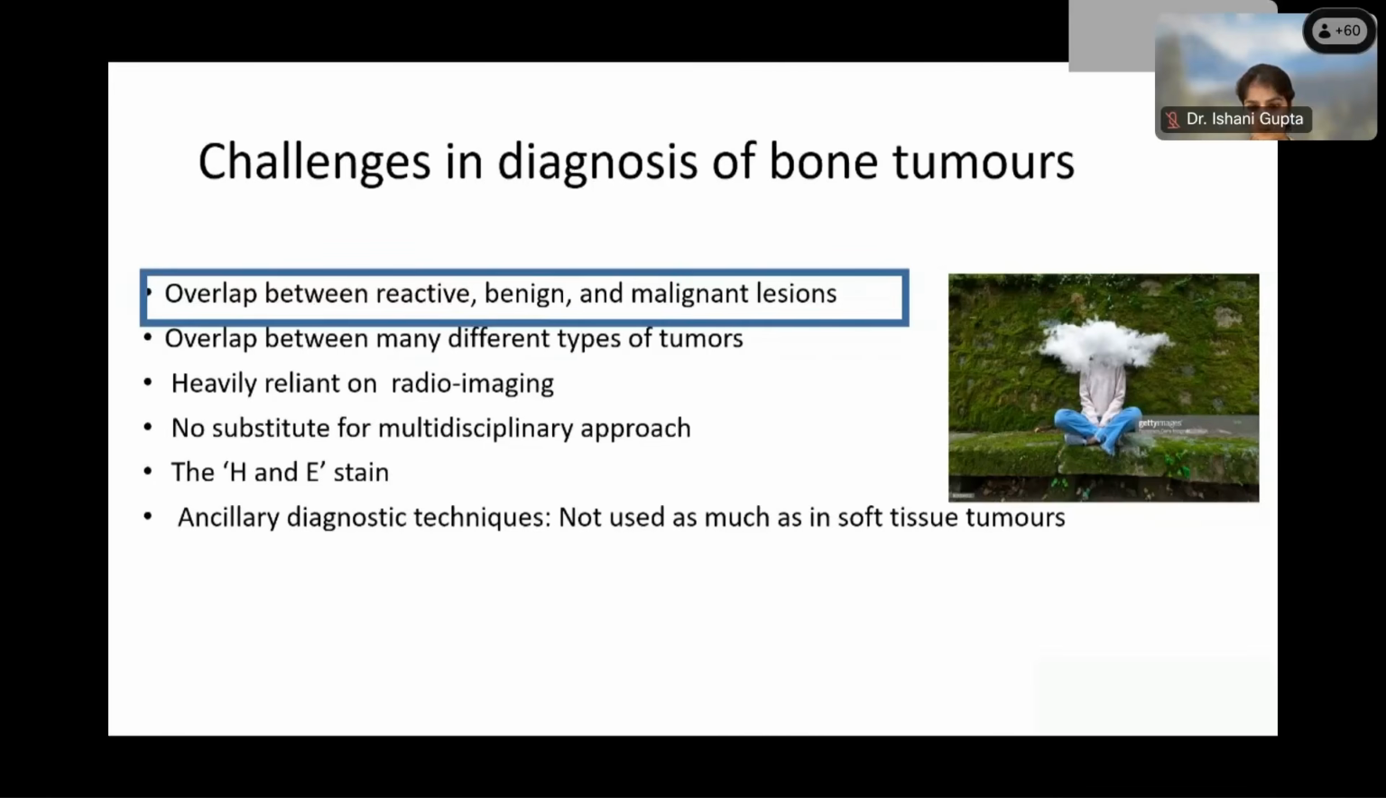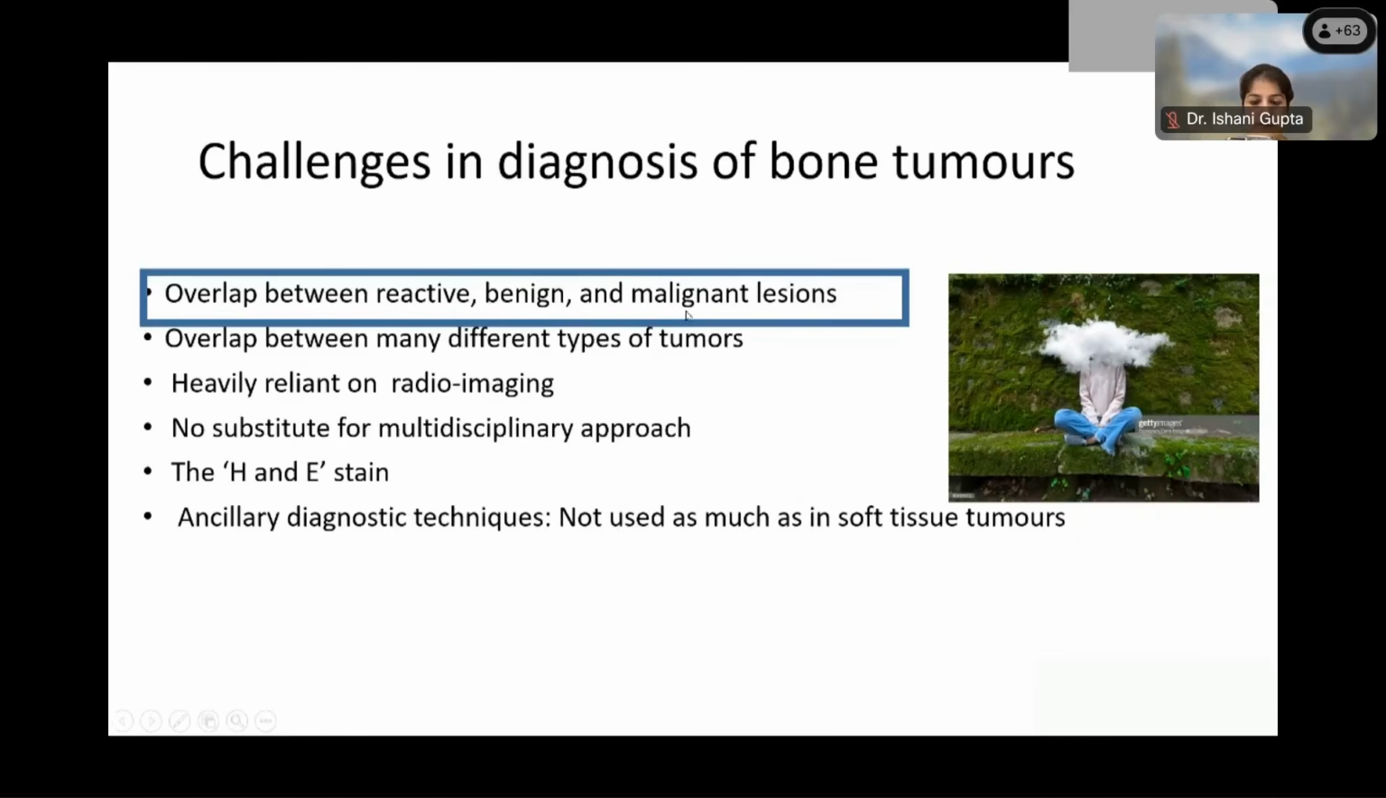Then our histopath diagnosis is heavily reliant on radio imaging. There is no substitute for a multidisciplinary approach in the diagnosis of bone tumors. The H&E stain, fortunately or unfortunately, is still the cornerstone of diagnosis of bone tumors, wherein the ancillary diagnostic techniques are not as useful as they are in soft tissue tumors, right?